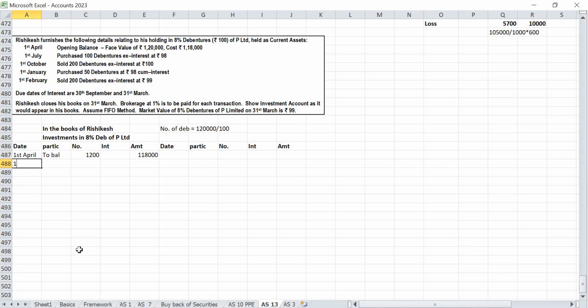Then purchase, 1st July, to cash, 100 debentures. Ex-interest 98, sir. Working note: date, number of months, interest per month, interest on debentures. Interest 8%, number of debentures total. Right? Yes, sir.